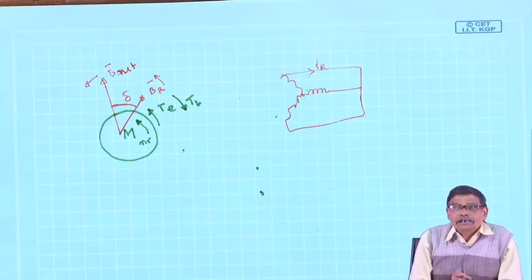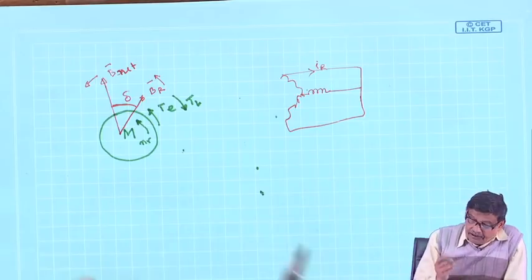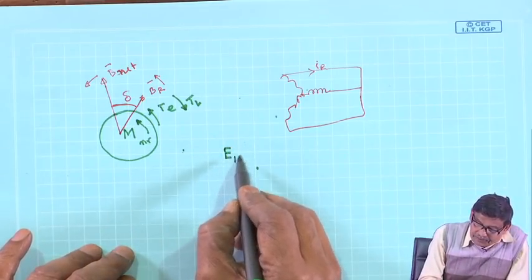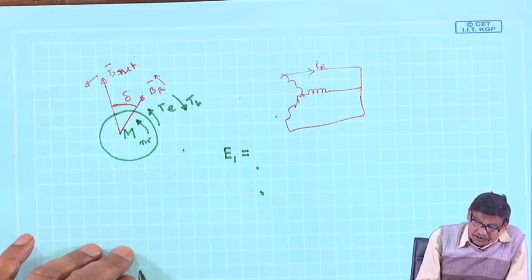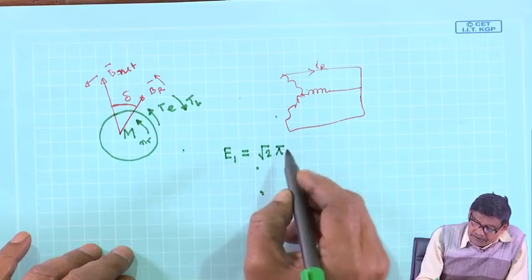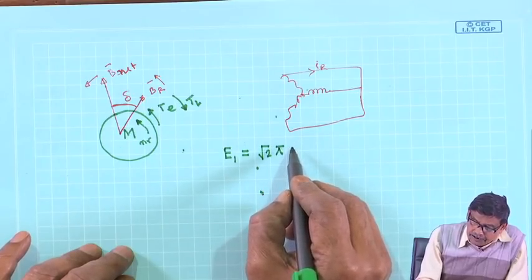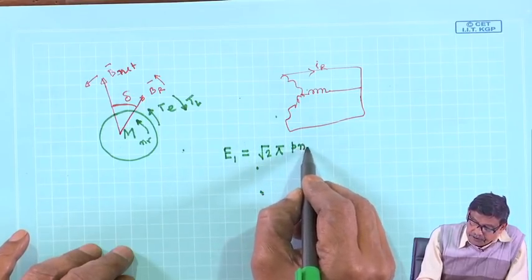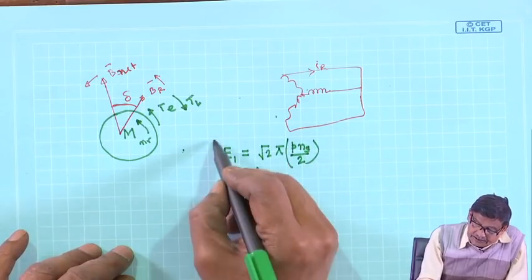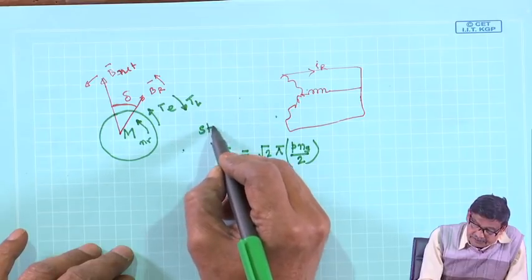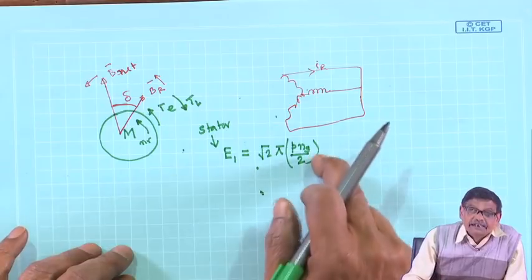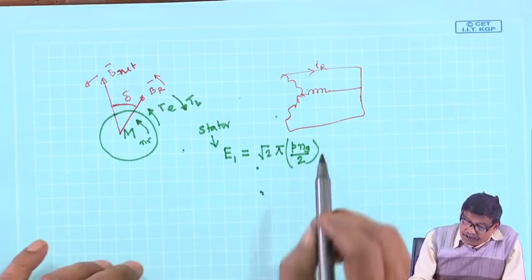Now, let us come to the induced voltage expression. I told you that E1, the RMS value of the induced voltage in the stator per phase, is root 2 pi P n s by 2, the relative speed between the field and the conductor, which gives root 2 pi f, then phi, the flux per pole.